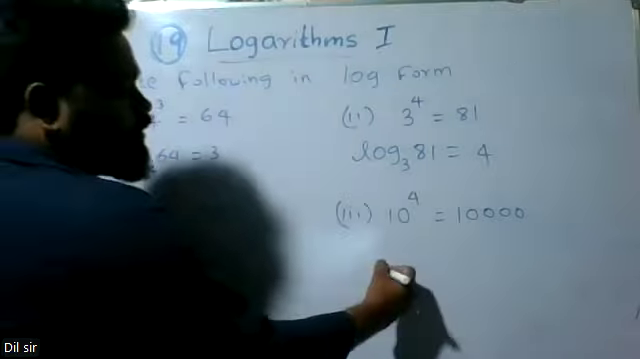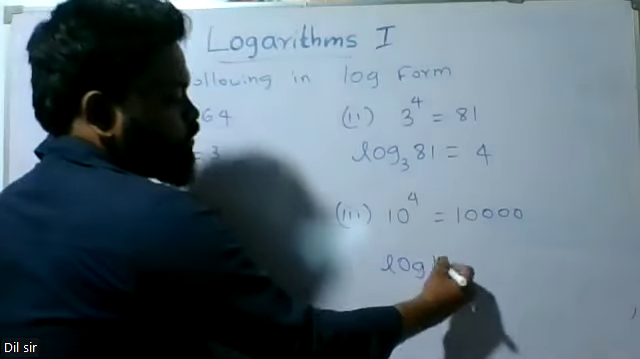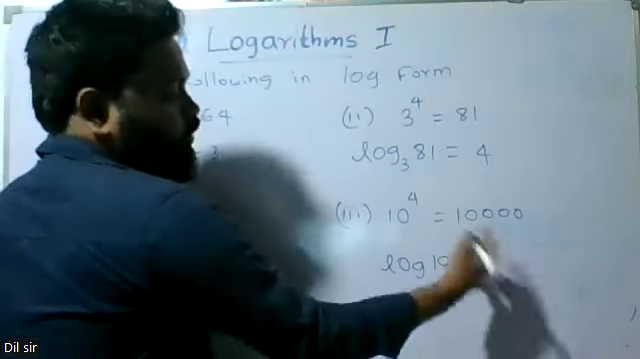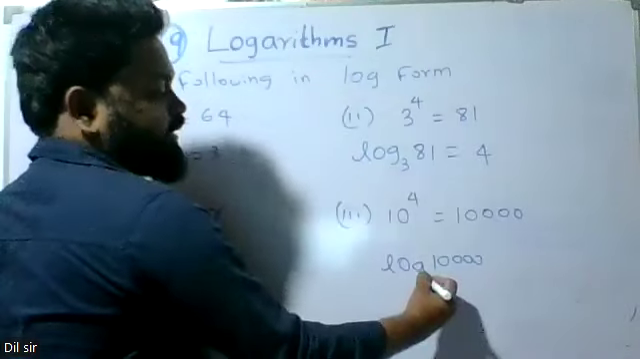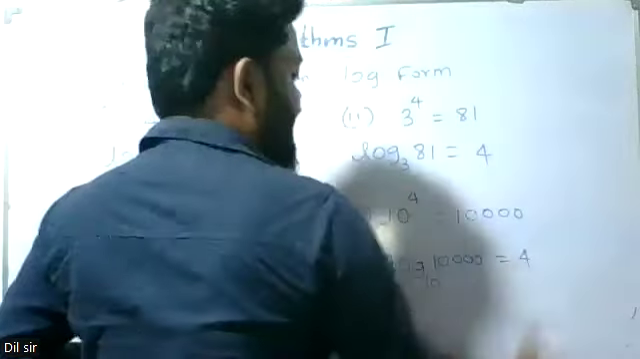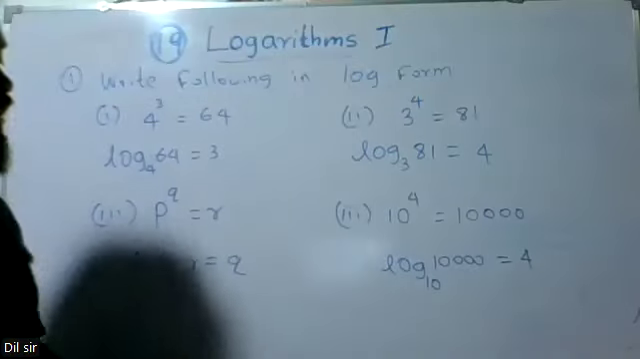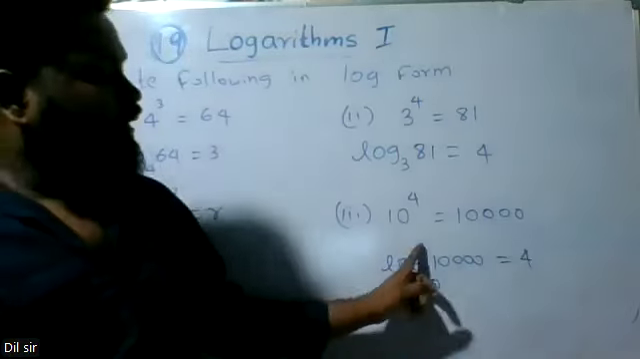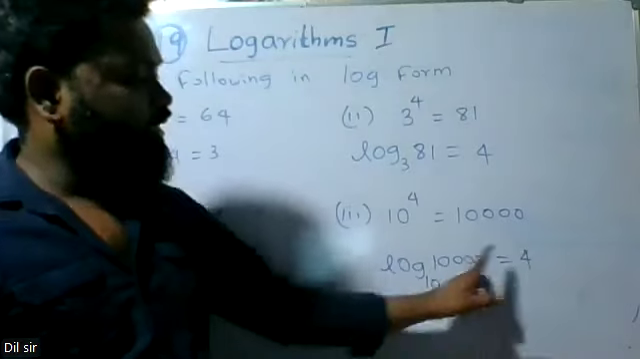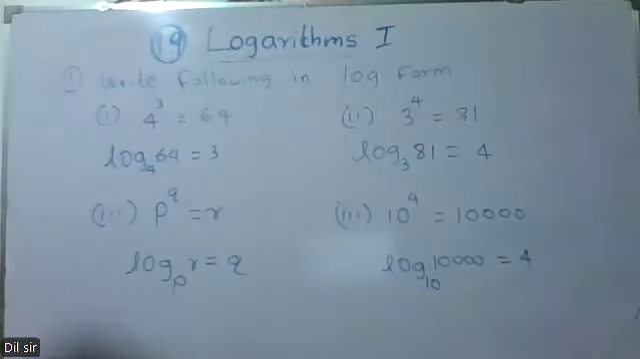Last: the logarithm of 10,000 to base 10 is 4. That is a way of reading it. Again, the logarithm of 10,000 to base 10 is 4. Check your answers.